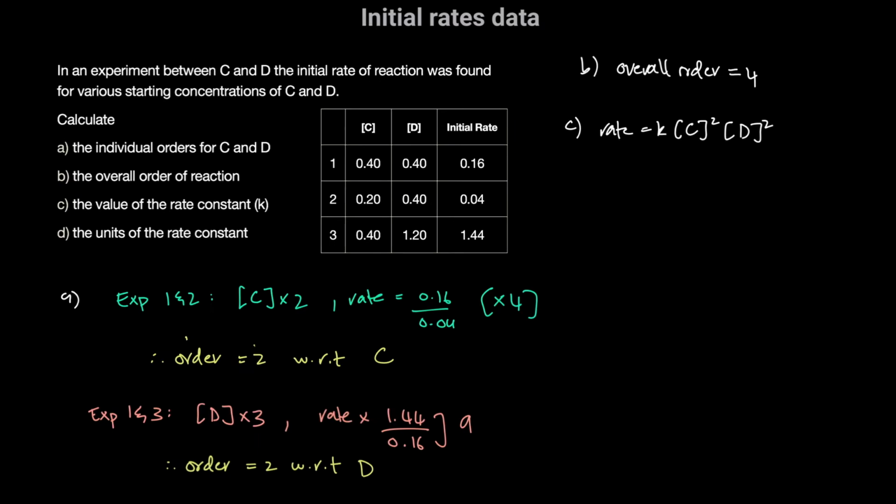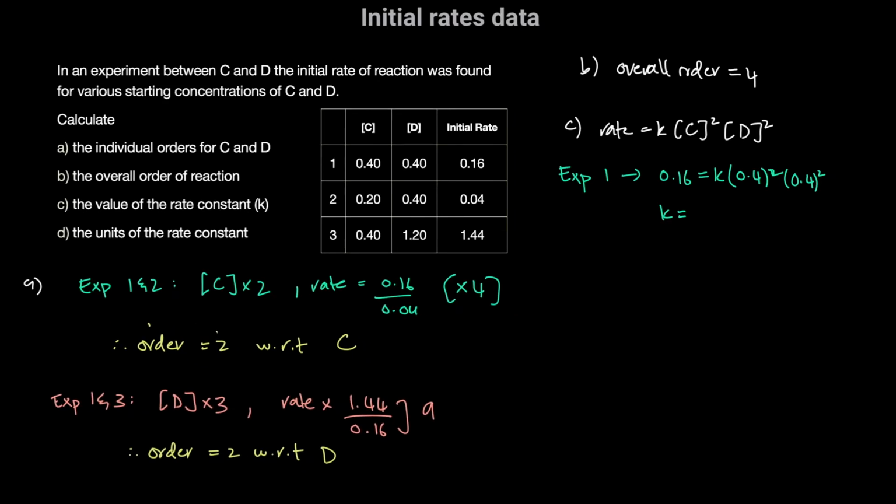And now we want to find the value of the rate constant. You can take data from any one of these experiments to find the value of the rate constant. So let's just take data from experiment 1. From experiment 1 we know that the rate is equal to 0.16. So 0.16 is equal to k times the concentration of C squared, that's 0.4 squared, times the concentration of D squared, which is also 0.4 squared. Then what is the value of k here? The value of k over here comes out to 6.25.